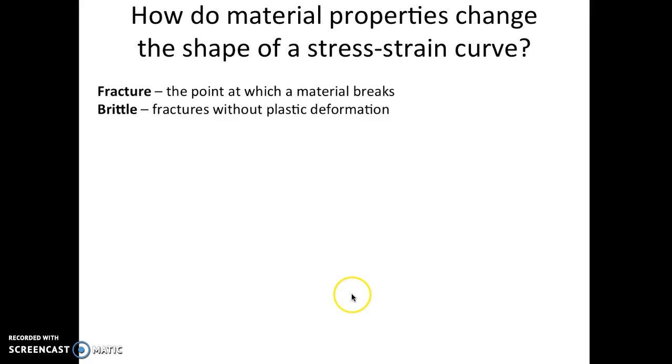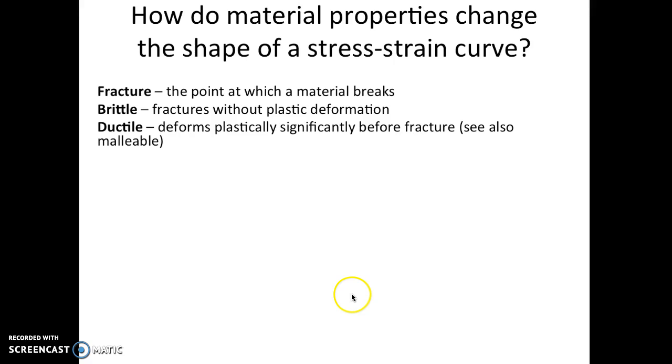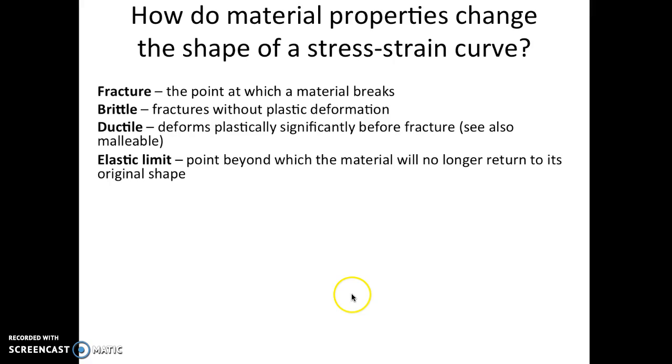There is no plasticity. Ductile materials, on the other hand, do deform plastically significantly. So I would see maybe a little bit of elasticity, but a lot of plasticity before fracture occurs. In other words, it will deform a lot before it breaks, which is essentially what a malleable material is. Elastic limit. The elastic limit is the point beyond which the material will no longer return to its original shape.